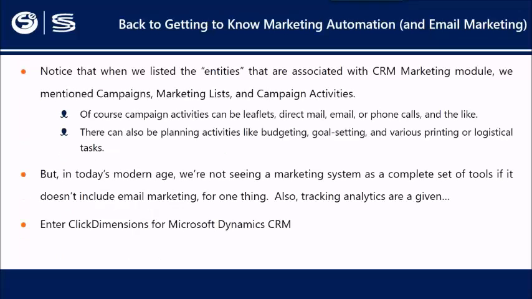Getting back to marketing automation, when we talk about the marketing system in the CRM system out of the box, we said that we have campaigns, we have marketing lists and campaign activities. Those campaign activities are the interactions that you're having with your prospects and customers, so they could be direct mails, they could be emails, they could be phone calls. There's also planning activities that go into a campaign, like budgeting and goal setting. So this is how you begin to realize the value of ROI on any particular campaign.